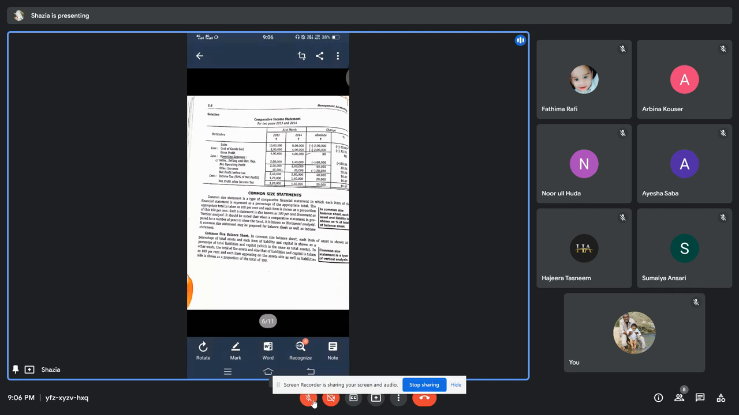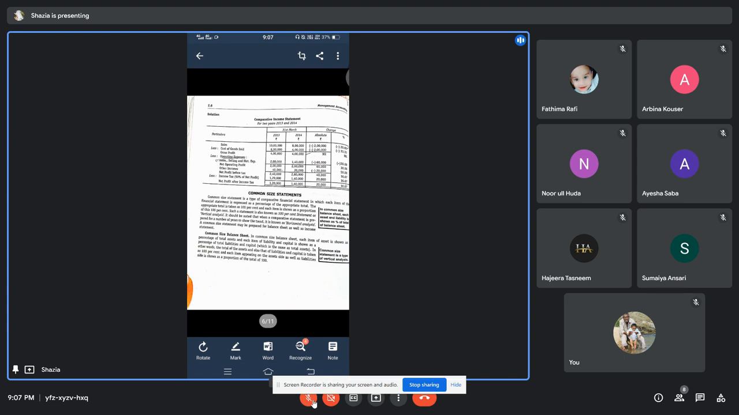See, common size statement is a type of comparative financial statement. Even this is a kind of comparison type of financial statement in which each item of the financial statement is expressed as a percentage of the appropriate total. The appropriate total is taken as 100% and each item is shown as the proportion of this 100%. Such a statement is also known as 100% statement or vertical analysis.